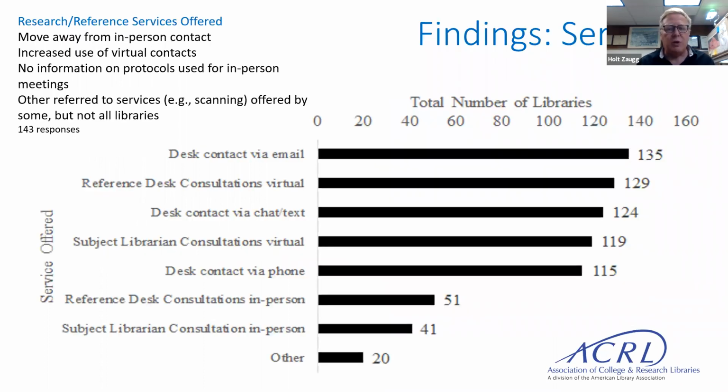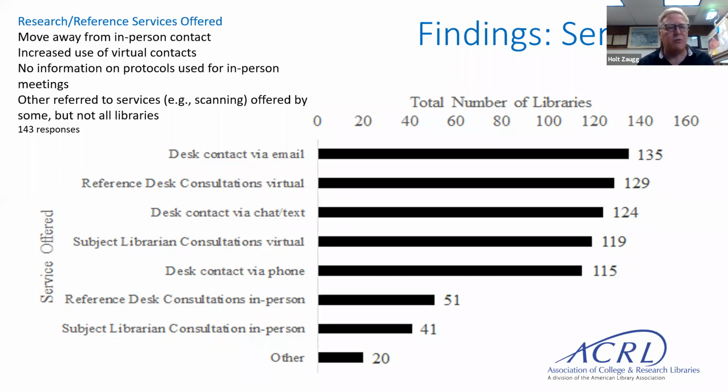Starting with the first one in our findings with services, and looking at the question, which research or reference services were you offering? We can see that there was a move away from in-person contact and increased use of virtual contact. That was either desk or subject library consultations via virtual means such as Zoom. There was contact via email, chat, or telephone. Those were the dominant methods where they didn't have to have in-person contact.